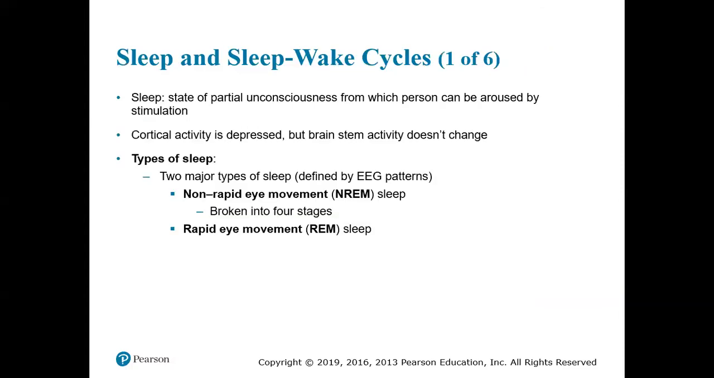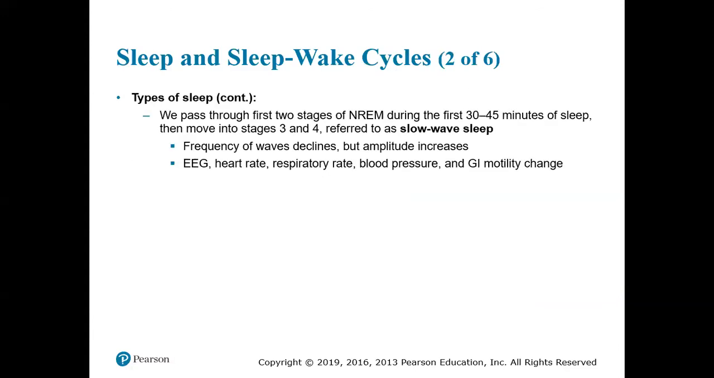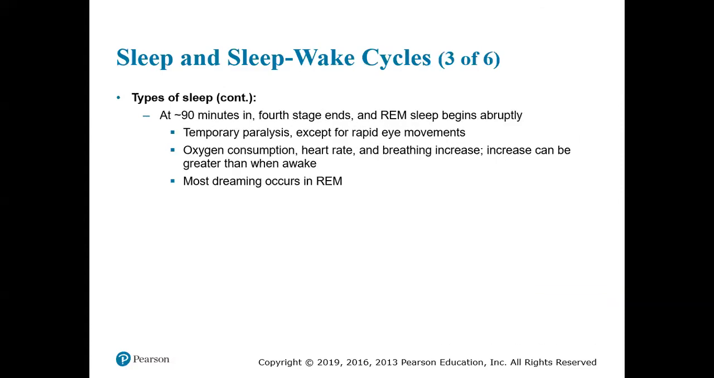Let's get into the sleep part. We have two main types of sleep. Non-REM, the non-rapid eye movement sleep. It's broken into 4 stages. I'm not going to ask you about the 4 stages, but you do need to know the 2 types of sleep. And we have the rapid eye movement. Most dreams occur in REM. Just want to point out that most dreams are going to be occurring during REM.